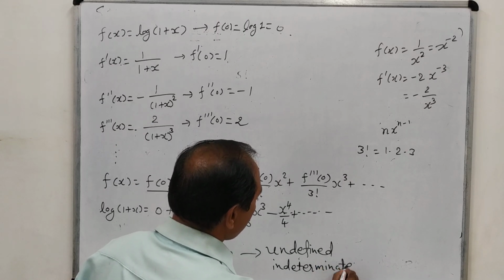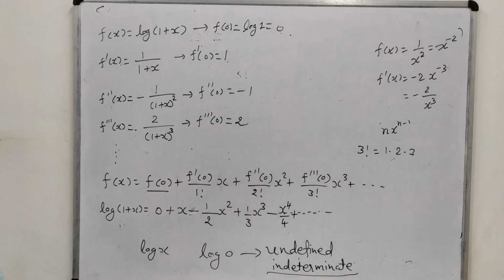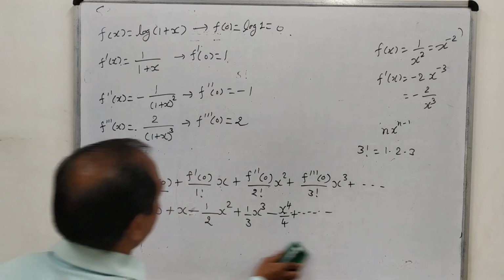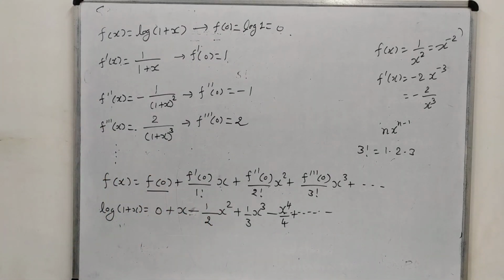You must remember this word also, because we will use it in the next section. It is very useful to know the indeterminate form. That means the value of log of 0 we cannot determine. Okay? So this is the Maclaurin series of log of 1 plus x. Have you noted and written it?